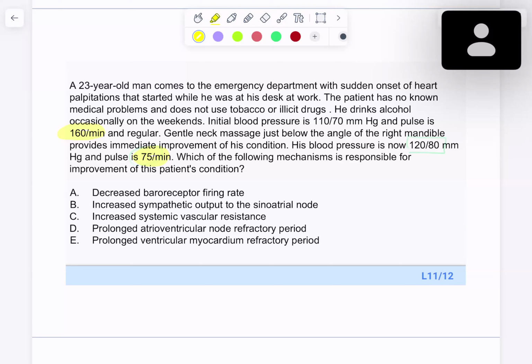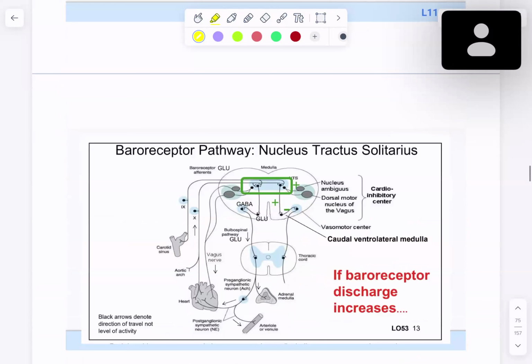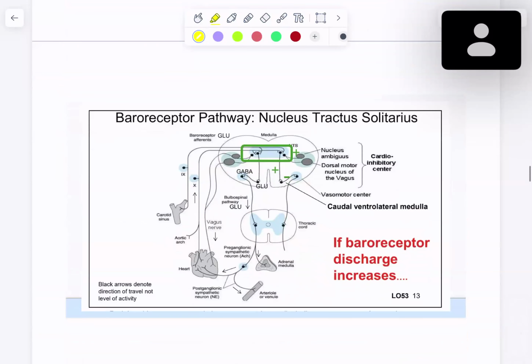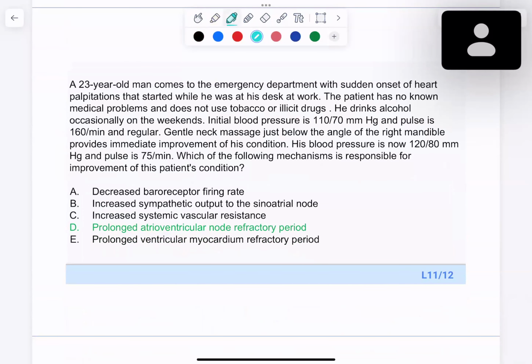Tamam. Why is it D? Now, what happened is that the baroreceptors fired, and they sent a message all the way to the nucleus tractus solitarius. When the nucleus tractus solitarius got this message, it understood, okay, now I need to decrease the blood pressure, and I need to decrease the heart rate. First of all, you massaged the baroreceptor, so you increased the firing rate, so it's not A. If the nucleus tractus solitarius fires, it will decrease the heart rate, which means that the sympathetic output to the sinoatrial node should decrease, so it's not B.